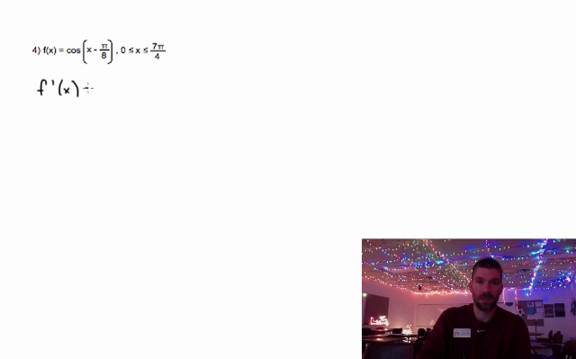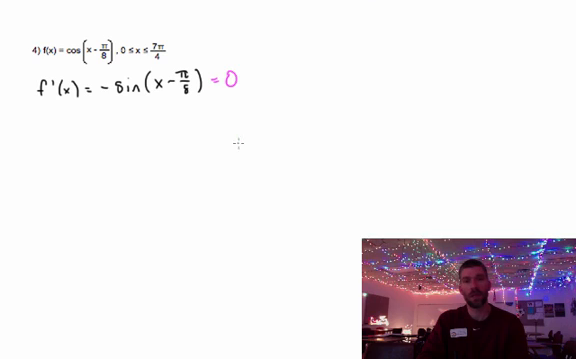So f prime of x is equal to negative sine of x minus pi over 8 times the derivative of x minus pi over 8, which is 1. So we don't need to write that down, but that's the chain rule part of that. And we want to set this equal to 0. And when we set this equal to 0, we just need to ask ourselves, at what values on our unit circle do we get 0 for the sine? That's what we really need to know.